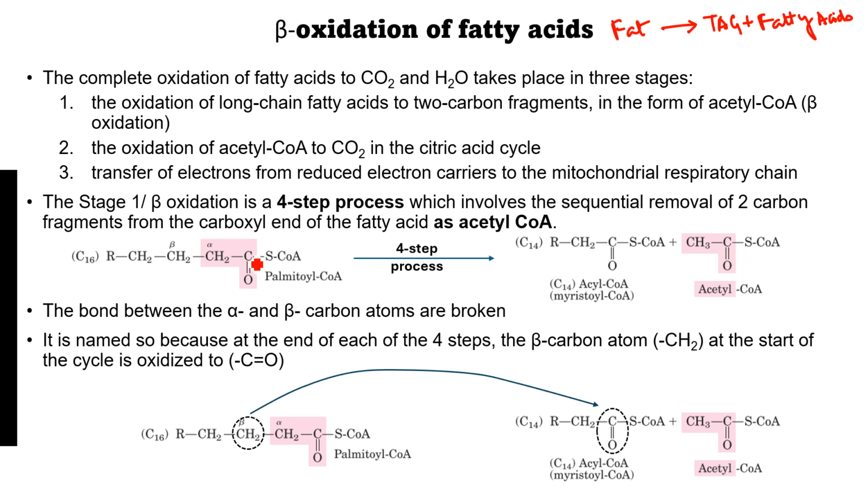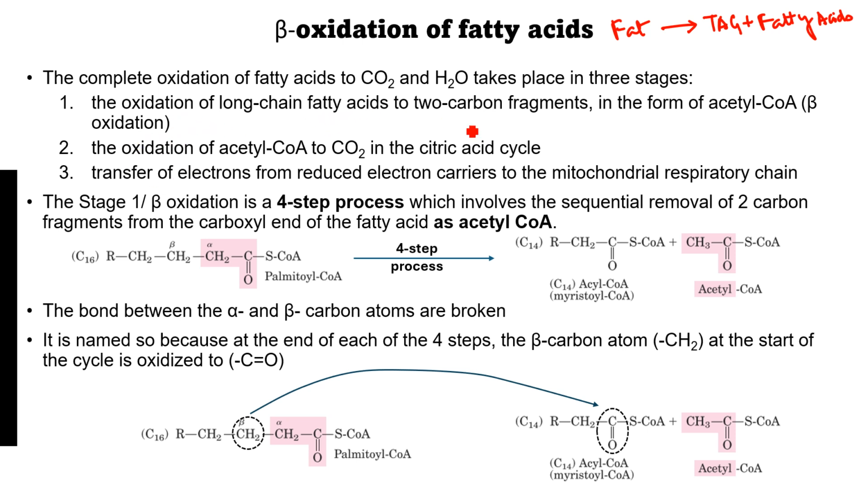In the first step, one acetyl CoA molecule will be liberated, and now we will be left with a 14 carbon compound. Then in the next step, again acetyl CoA will be liberated, and you will get a 12 carbon compound. In this way, one by one, this will take place. In this four-step process, at each step there will be removal of two carbon fragments. So that is what is written here.